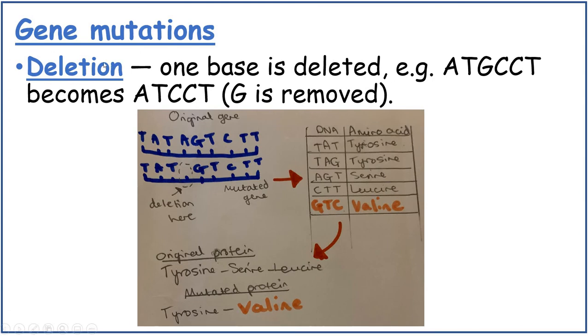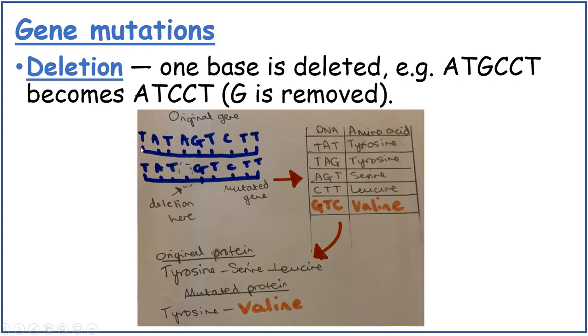Or you can have deletion mutations. So one base is deleted. For example, ATG-CCT becomes AT-CCT. The G has been removed. These tend to be more severe deletion mutations.